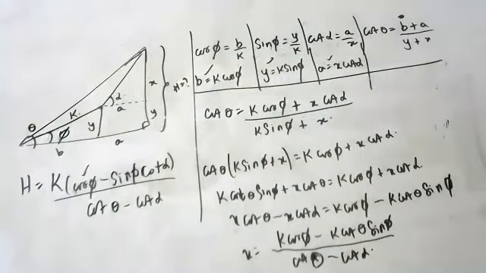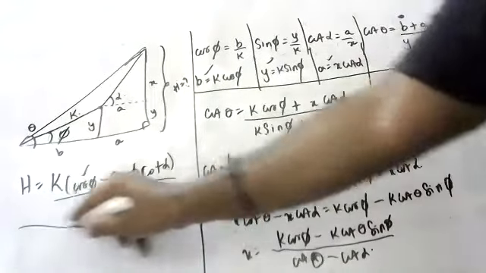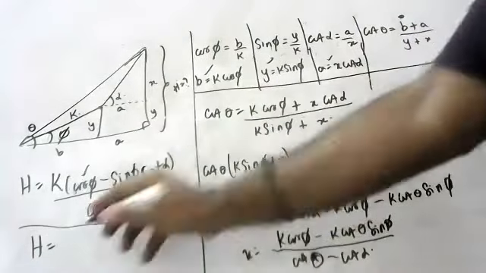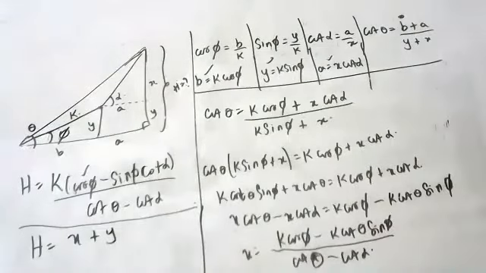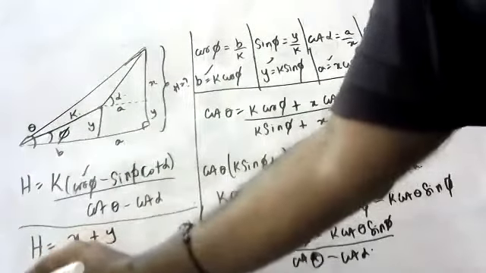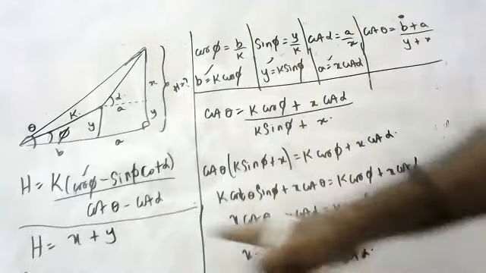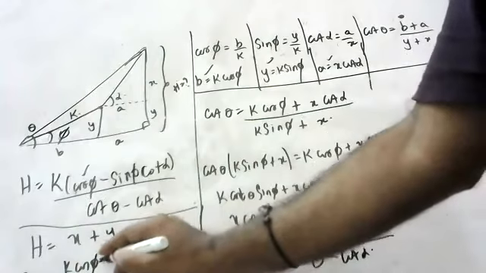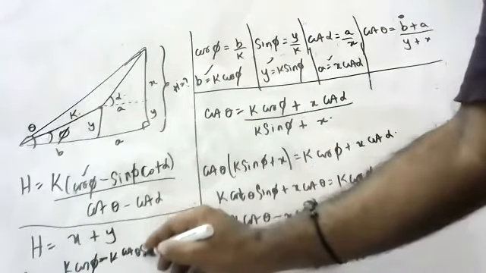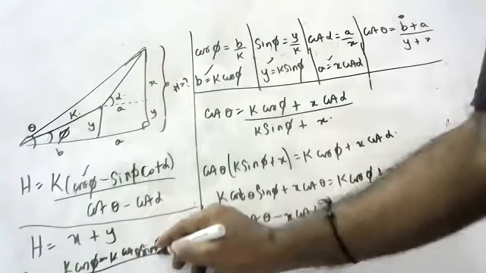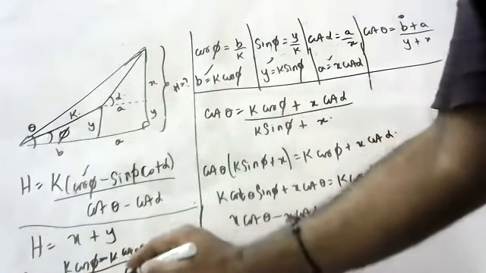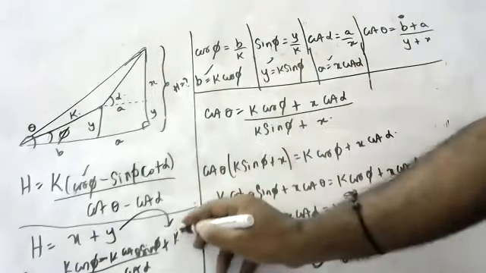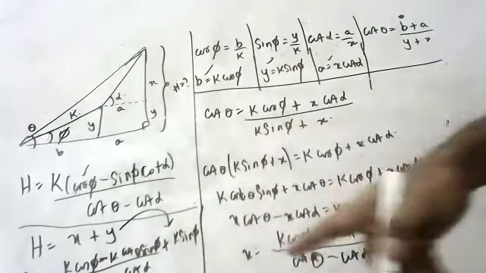Okay, last step, children. Here I am showing, what is the total height, children? Total height is x plus y. If you substitute, what is x we got? X we got k cos phi minus k cot theta sine phi by cot theta minus cot alpha, plus y. What will we take for y? K sine phi. Over, children. If you simplify this, you will get this answer.